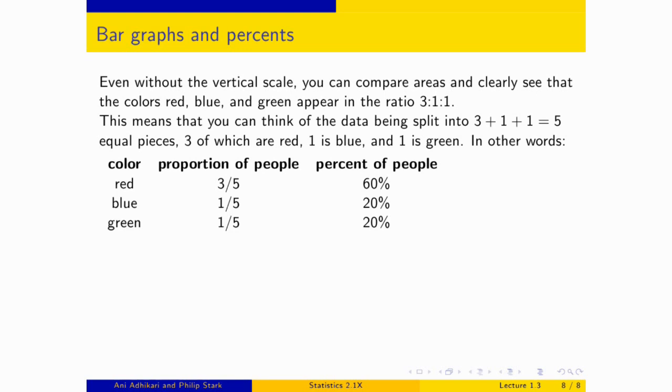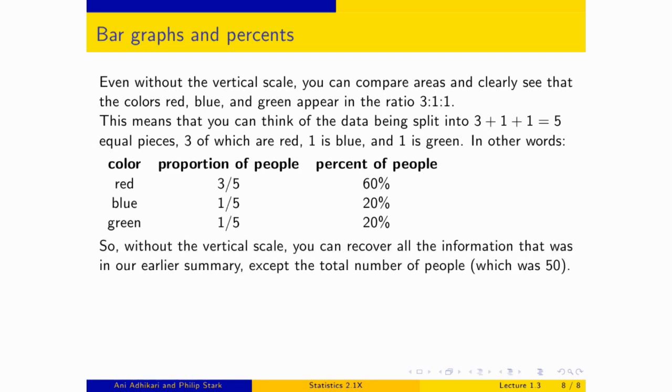What's the information in this table? It is almost all the information that you had in our original table. Our original table said 30 people liked red, 10 people liked blue, and 10 people liked green. This is the same information in percents. What we've lost is that there were 50 people in all. But other than that, we have everything without the vertical scale.